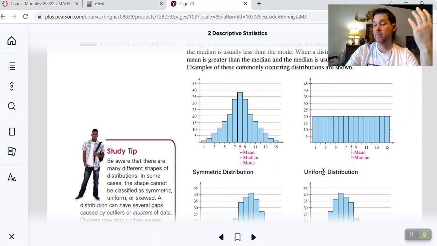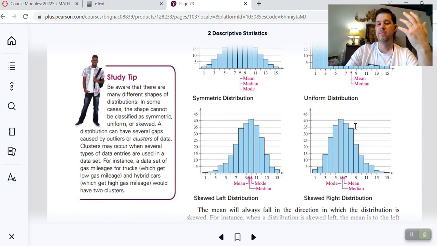And by calling it uniform, it means that every data entry was represented with the same frequency. So in this data set, the number 1 occurred 20 times, but so did the number 7, and so did the number 15, and so did all of them. That's what a uniform distribution is. If the data entry 3 occurred more than 20 times or less than 20 times, well, then it wouldn't be uniform because they wouldn't all occur with the same frequency. Okay, so we got symmetric, we got uniform.